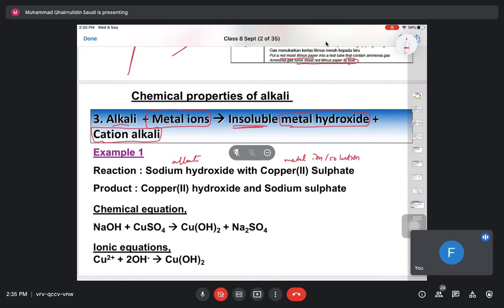And the product will be insoluble metal hydroxide. So this is the metal hydroxide, and the property is they are insoluble. Insoluble means tidak larut. So they will form a precipitate. Precipitate means mendapkan. And sodium sulfate. So sodium sulfate is the cation alkali, the cation from the alkali, sodium and sulfate.